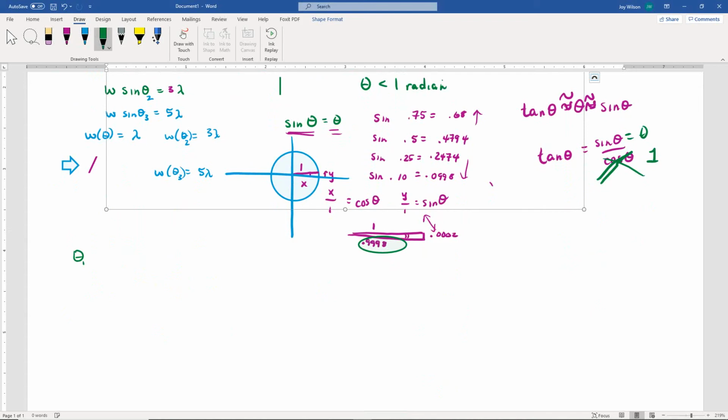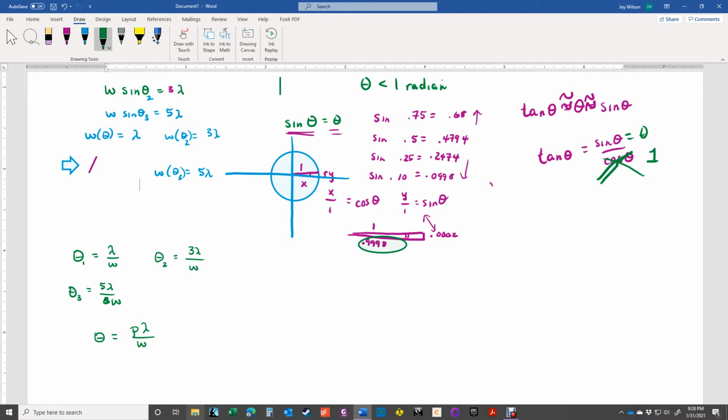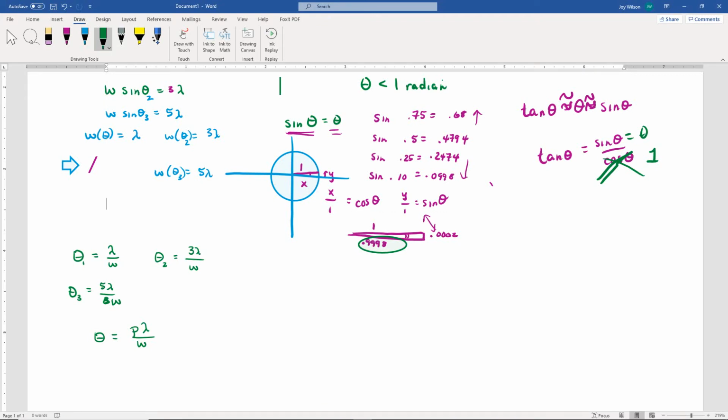The angle for your first one will be 1 wavelength over your slit width. Your angle for your second one will be 3 wavelengths over your slit width. Your angle for your third dark fringe would be 5 wavelengths over your slit width. So that's the first piece. So what we have is our angle measure is equal to some number times the wavelength over the slit width. Okay? So that's how you get your dark fringes. That's the equation you use for your dark fringes. Okay? That's the first part.